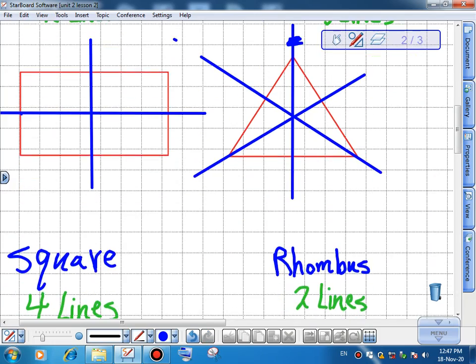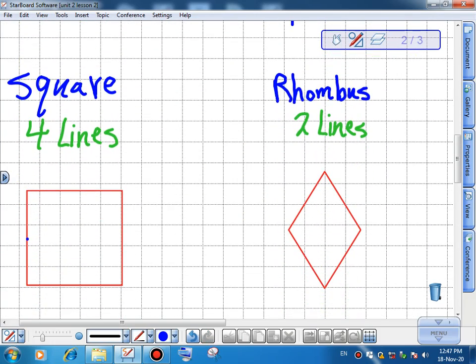The next shape, the square. We know the square has all sides equal in length. This side equals this side and this side. So to get the lines of symmetry of any square, we cut the square like this: number one. Number two, cut the square in the middle. Number three. Number four.